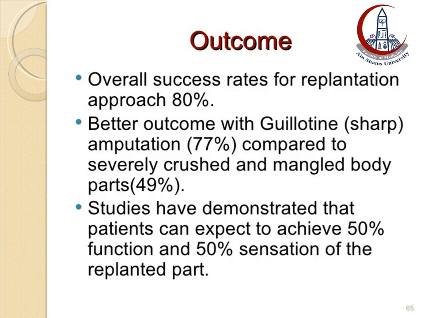The overall success rate for replantation approaches 80%. There is a better outcome with a guillotine, that is, sharp amputation. The sharper the level of amputation, the more success.